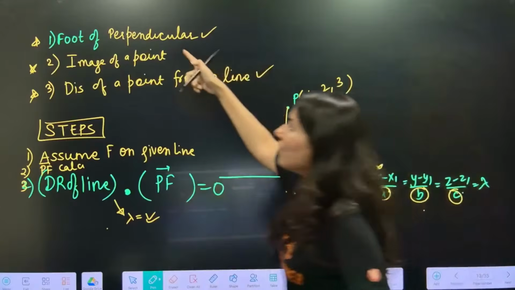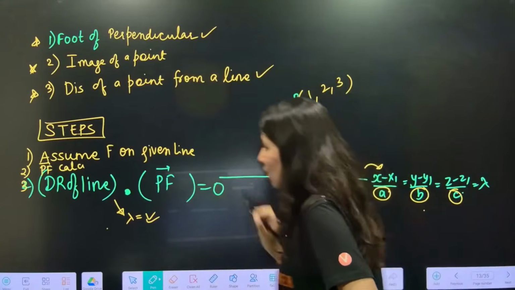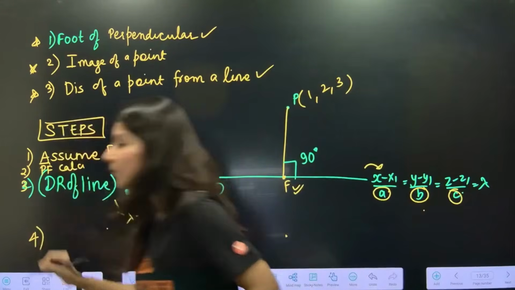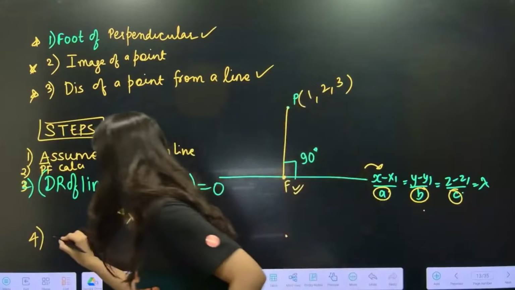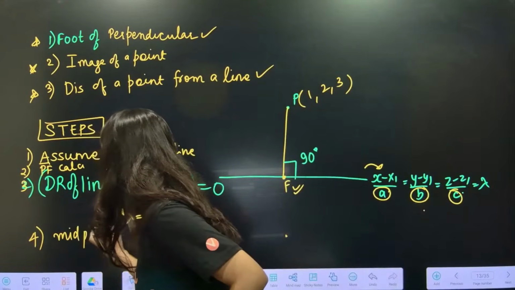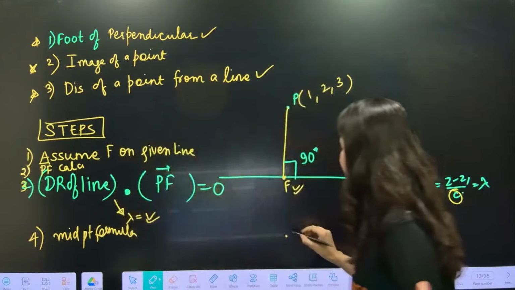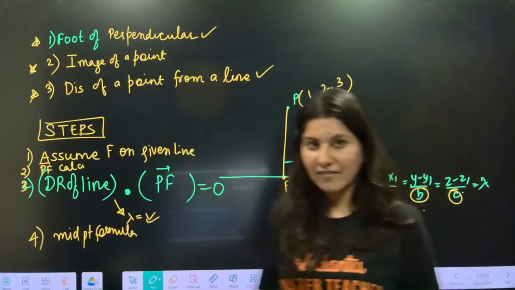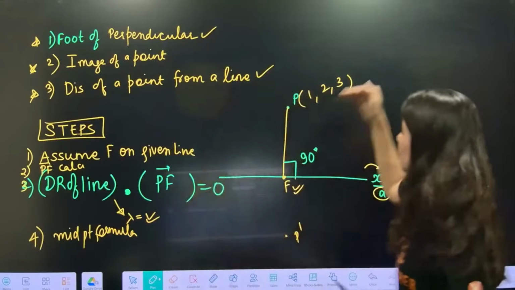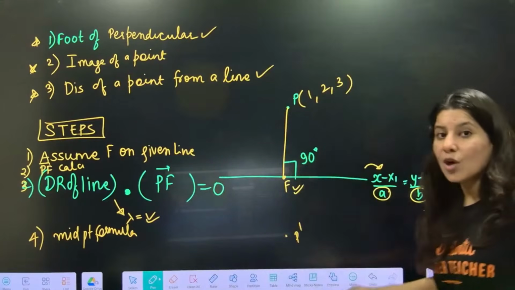Now for the image of a point, there is one additional step, which is the midpoint formula. The midpoint formula says that F is the midpoint of P and P dash. So you have P, you have F. Can you not calculate P dash?